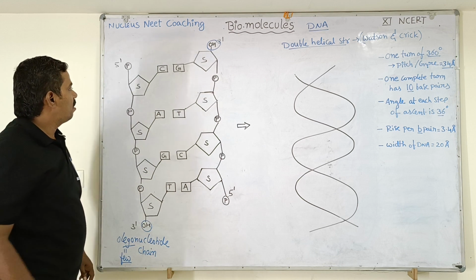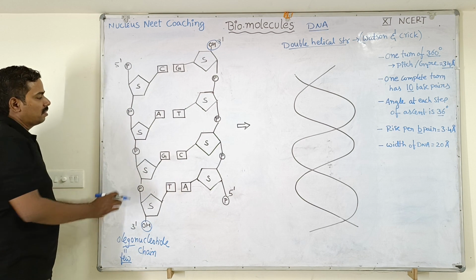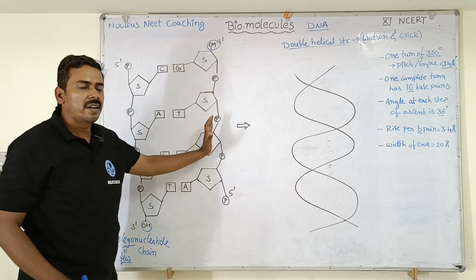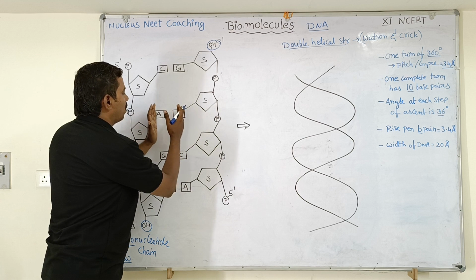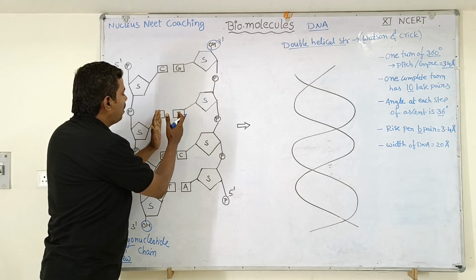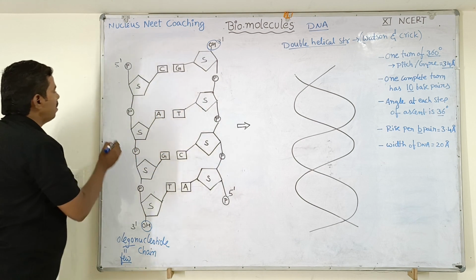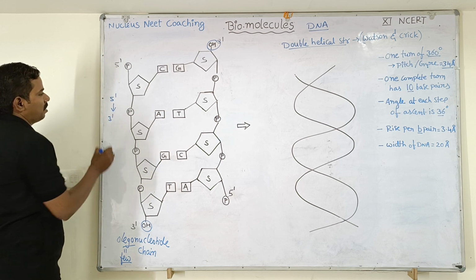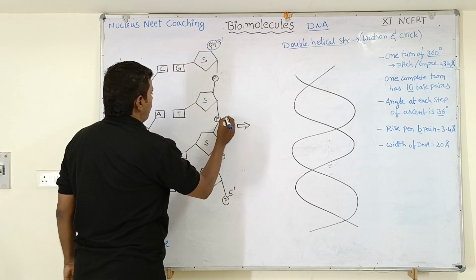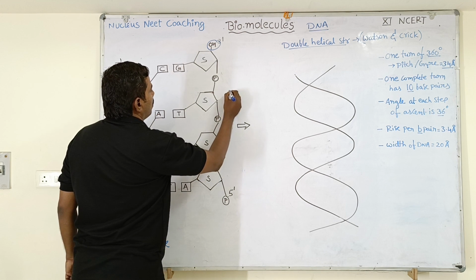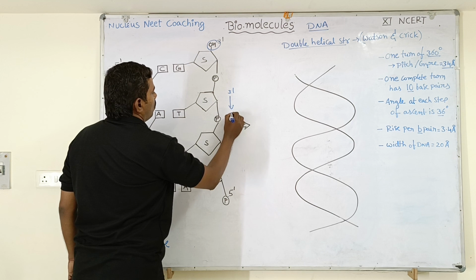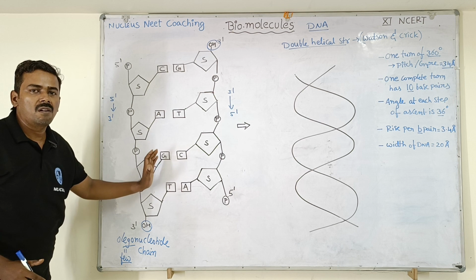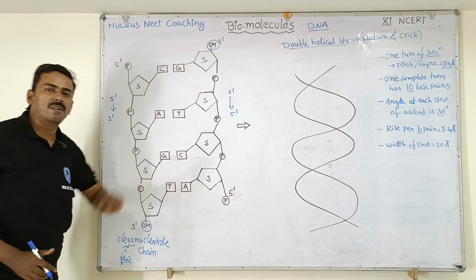Okay, so now here you can see the two strands. This is one strand of a polynucleotide chain, this is another strand of a polynucleotide chain. Now both have been arranged anti-parallel to each other. One is facing 5' to 3' direction, and the other strand on the other side is facing 3' towards 5' end. So that is the anti-parallel arrangement of two polynucleotide strands.